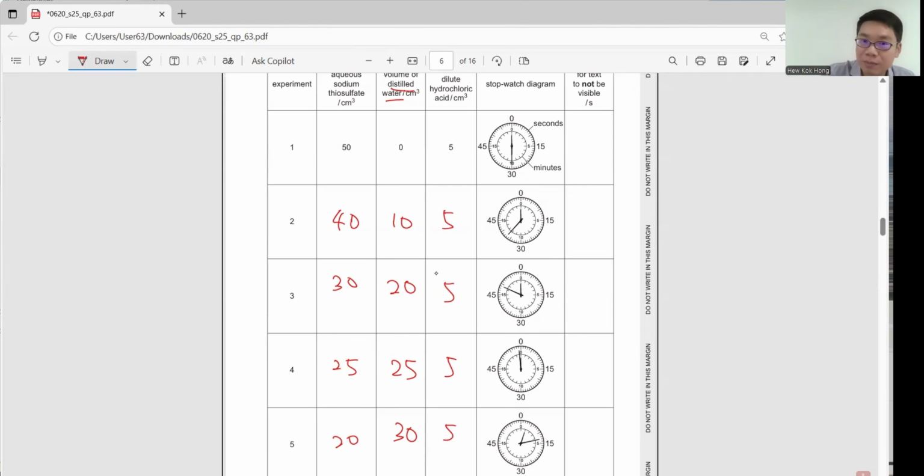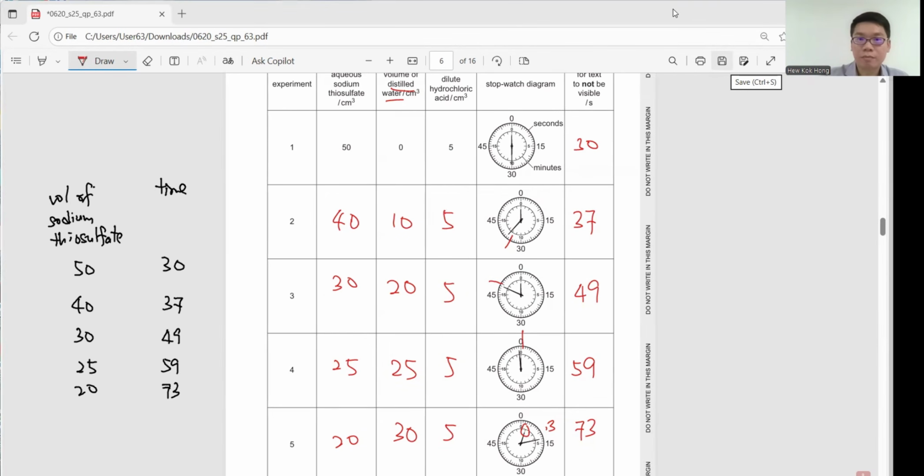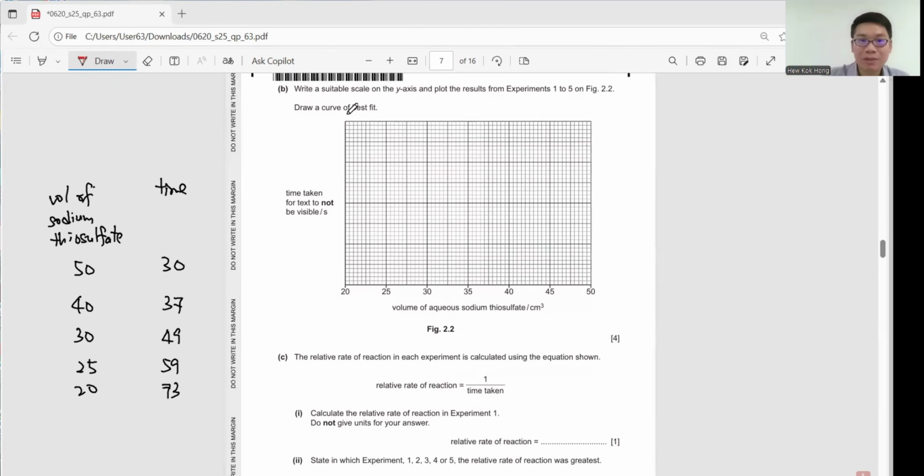So we just read from here, 30, 35, here is 37. Here is 50, so it's 49. Here is 60, so before it is 59. And then here is already 1 minute plus another 13 more seconds, so it's 73 seconds. Then we extract the information because later we need to sketch the graph.